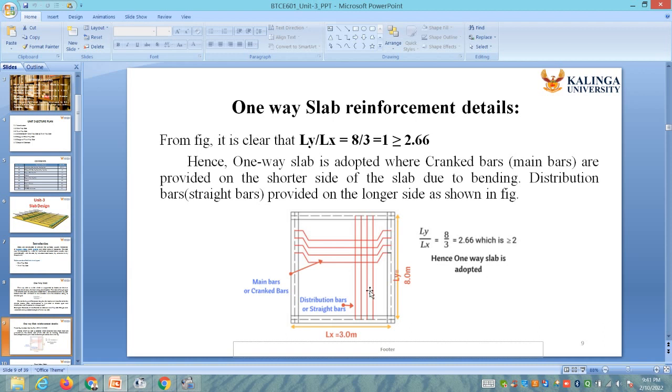One-way slab means main reinforcement to be provided along the shorter span. So here the shorter span is 3 meters, so this is your reinforcement, and this is the longer span, so distribution reinforcement is to be provided.